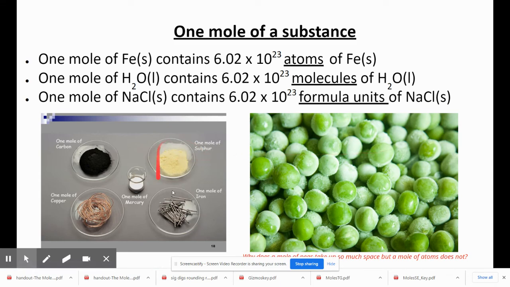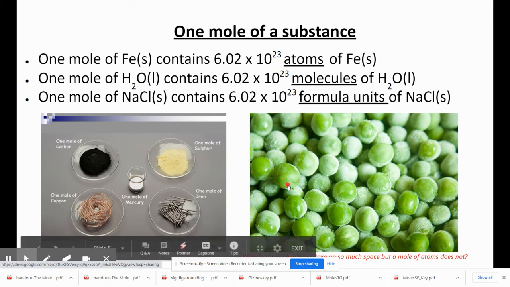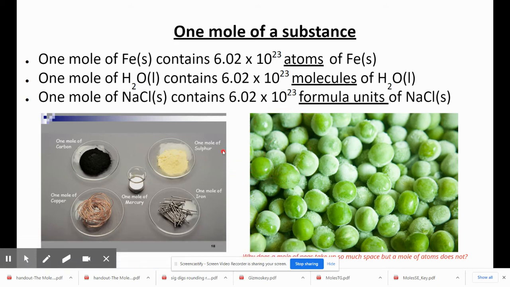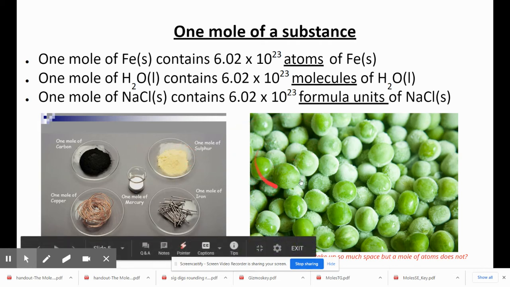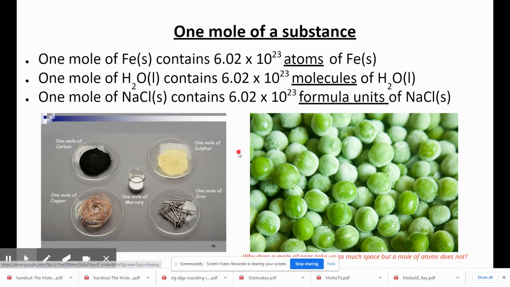So why is it that a mole of sulfur only takes up a little bit of space on a plate, but a mole of peas takes up many, many, many planets covered in peas? Well, hopefully you're understanding that atoms are very, very small. So even though we have a mole of sulfur, atoms are so small they won't take up a lot of room. Their mass is very low. They're very small in size. Whereas peas are very, very large. It's kind of like saying, what takes up more room, a mole of peas or a mole of elephants? Elephants are bigger, so a mole of elephants will take up more space than a mole of peas, for example.